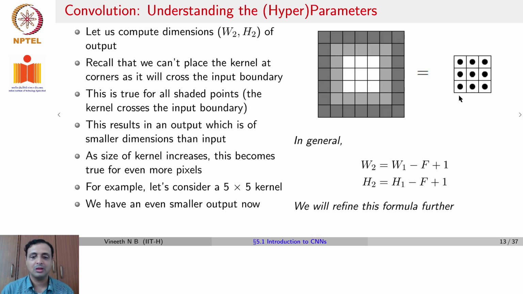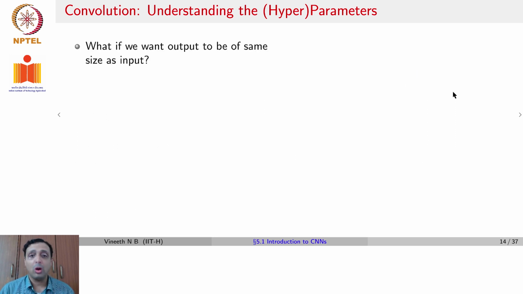We've seen these before. In general, we can say with this restricted setup that W2 will be W1 minus F plus 1 and H2 will be H1 minus F plus 1. So if your input was W1 and H1, in this case 7 cross 7, and F was 5 cross 5, you have 7 minus 5 plus 1, which is 3, and the same for H2, and that makes your output a 3x3 matrix.